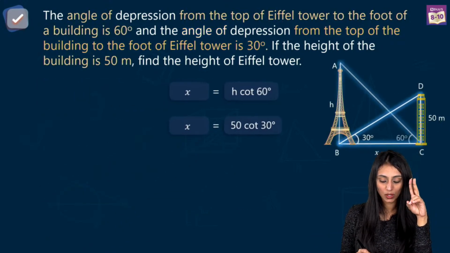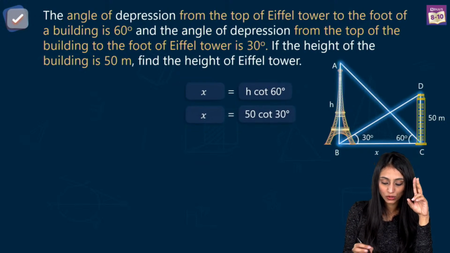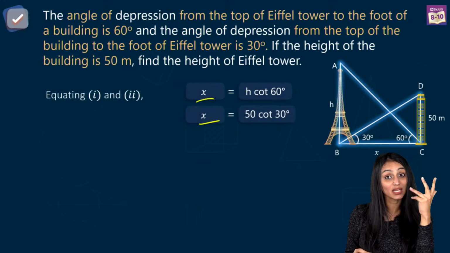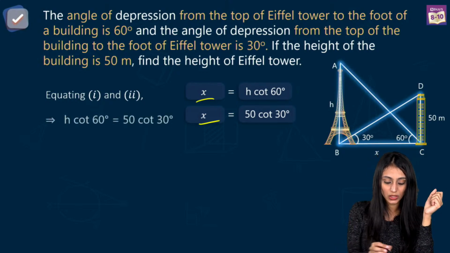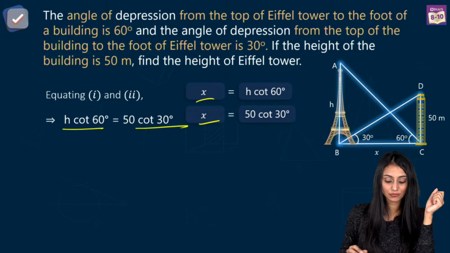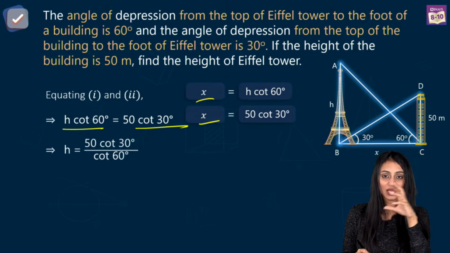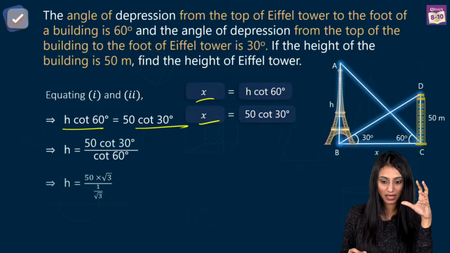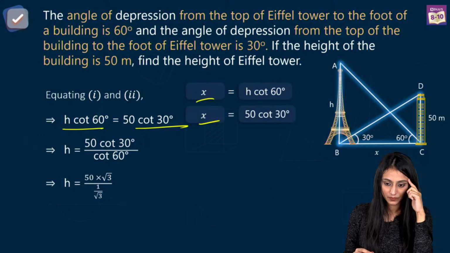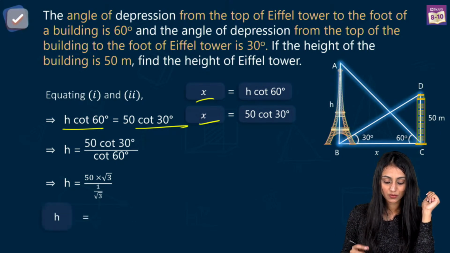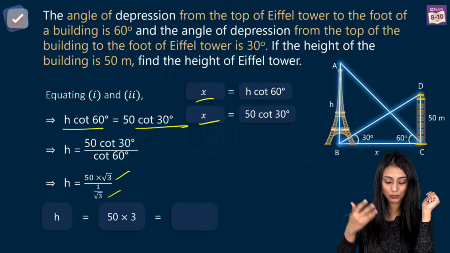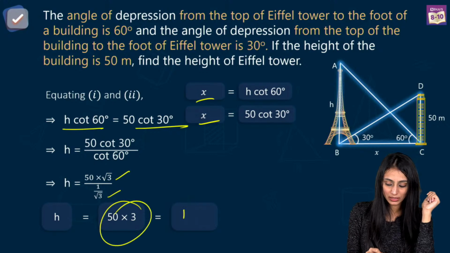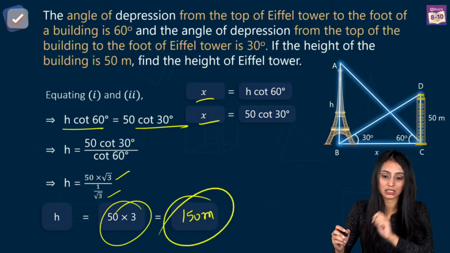Now we have these two equations, and what we can see here is that both of them are equal to x. So we can equate them. When two things are equal to the same thing, then they're equal to each other. On equating them, we have h cot 60 degrees equals 50 cot 30 degrees. So h equals 50 cot 30 degrees by cot 60 degrees. We are substituting their values. Cot 60 is 1 by root 3, cot 30 is root 3. We will cancel them out. We get 50 into 3. That's going to be 150 meters.